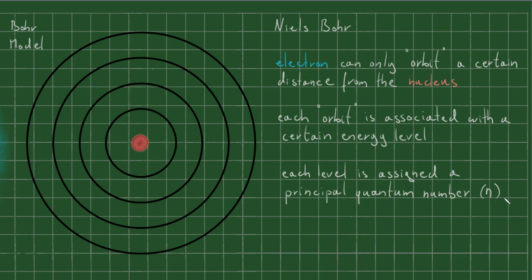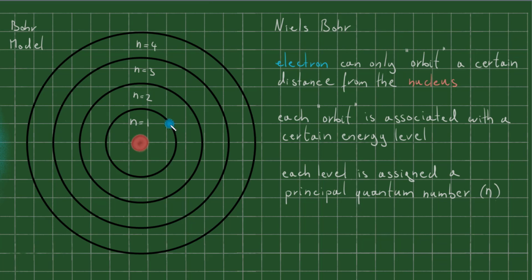How does that look on our model on the left? Well, each orbit or each circle is designated with a principal quantum number. So the innermost orbit is n equals 1, or principal quantum number 1, or energy level 1. The next one is n equals 2. Then we have n equals 3, and then we have n equals 4. In case of hydrogen, with only one electron, the electron will occupy the first energy level.